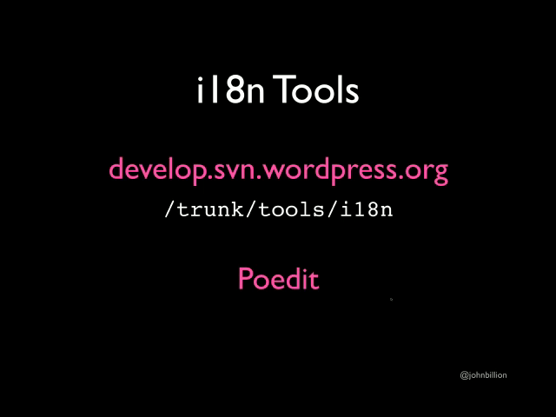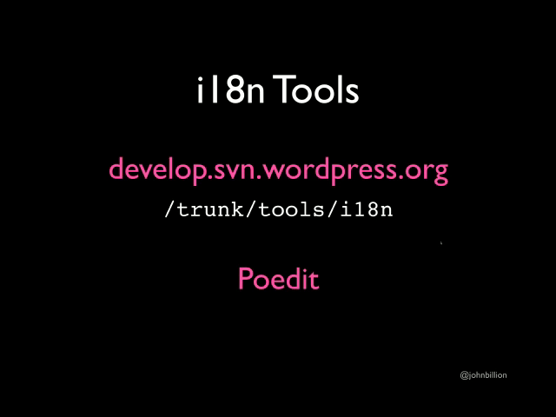Now, translate.wordpress.org uses these tools, and they're open source. They're available from develop.svn.wordpress.org, and there's a tools directory in there. Tools/i18n. There's a bunch of tools available in there.